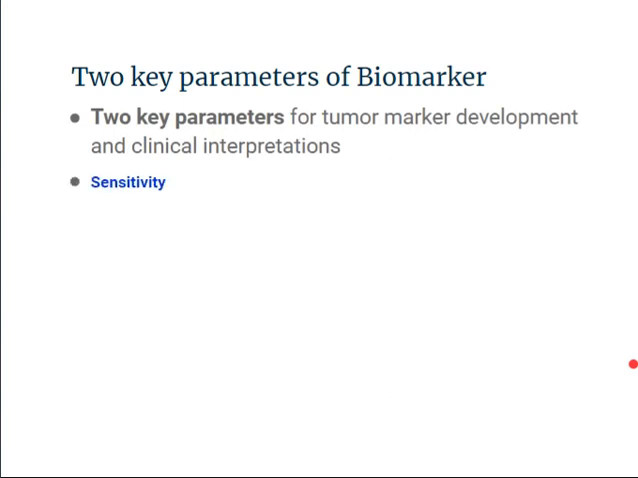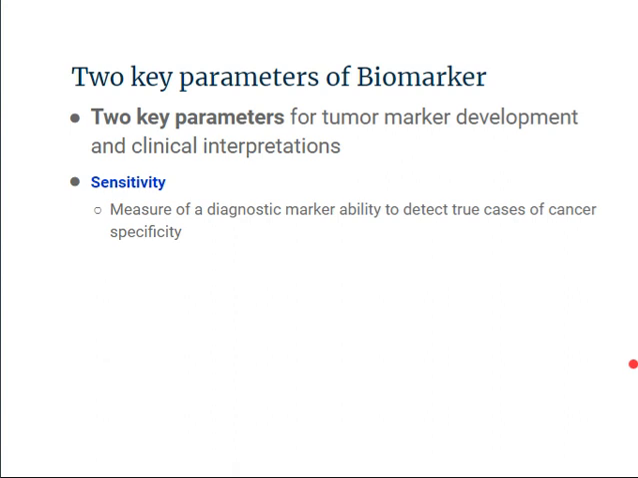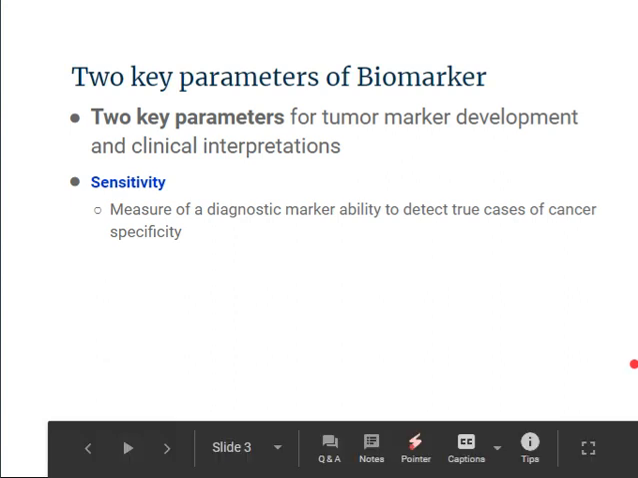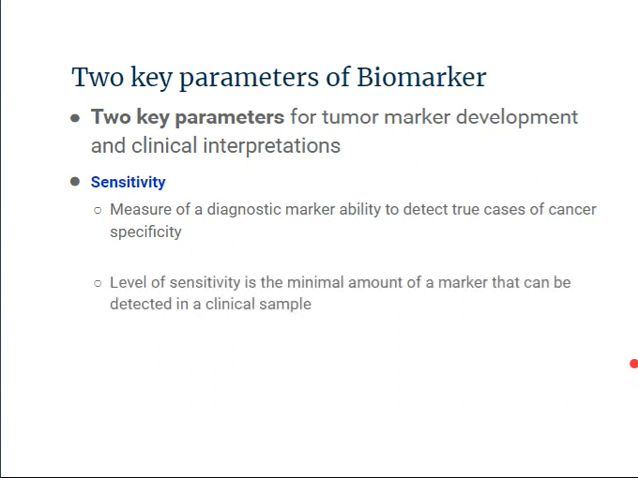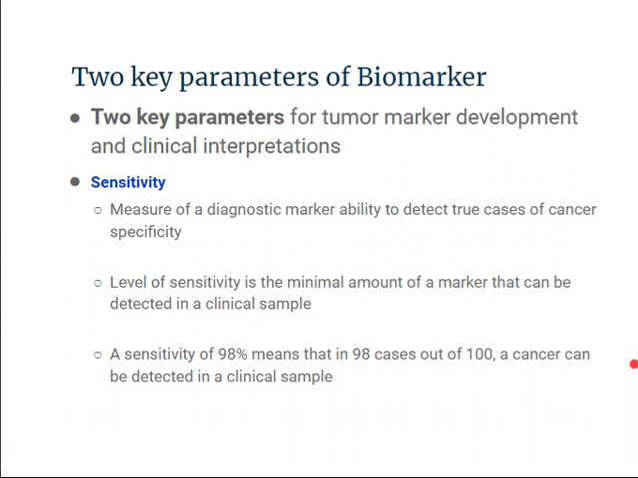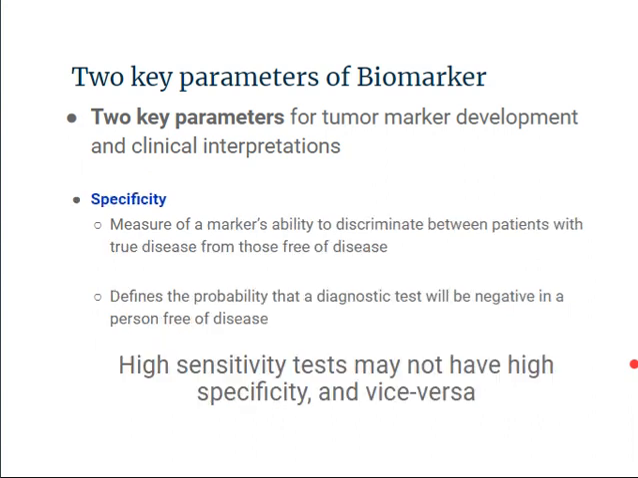These are the sensitivity, which is the measure of the marker's ability to detect true cases of a specific cancer, and the level of sensitivity is the minimum amount of that marker which can be found in the cancer cells. So 98% sensitivity of a marker means that in 98 cases out of 100 tested, a cancer can be detected in a clinical sample with that marker.